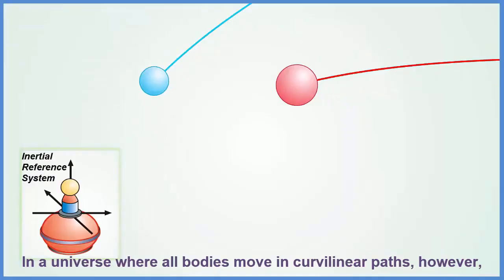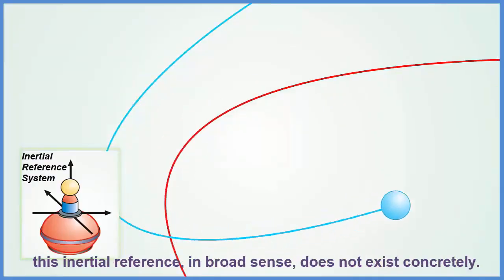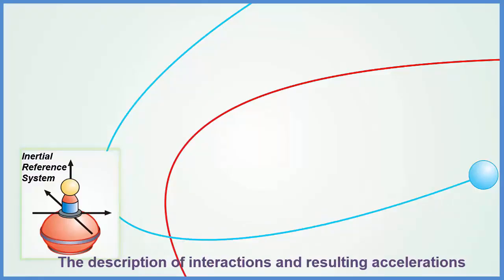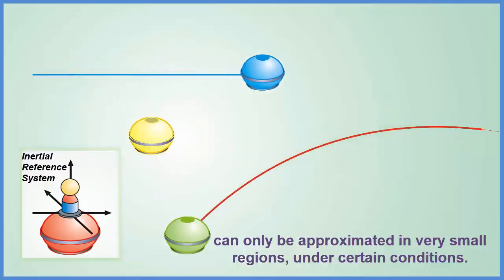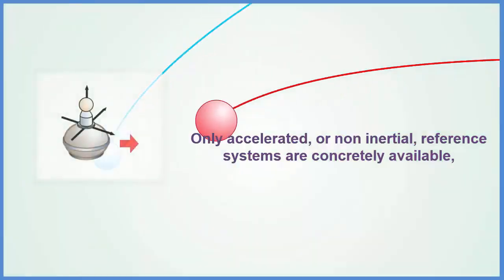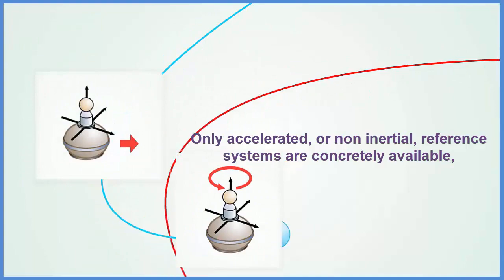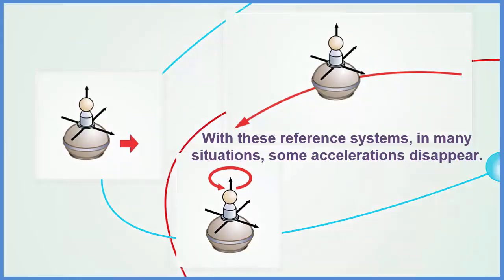In a universe where all bodies move in curvilinear paths, however, this inertial reference, in the broad sense, does not exist concretely. The description of interactions and resulting accelerations of rigid bodies in terms of Newton's third law can only be approximated in very small regions under certain conditions. Only accelerated or non-inertial reference systems are concretely available, which causes misinterpretations, conflicting with Newton's laws. With these reference systems, in many situations, some accelerations disappear.